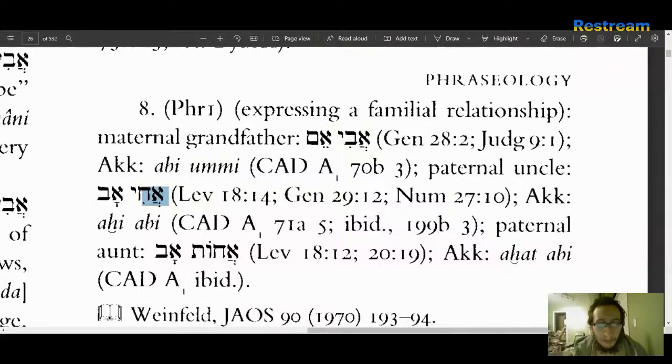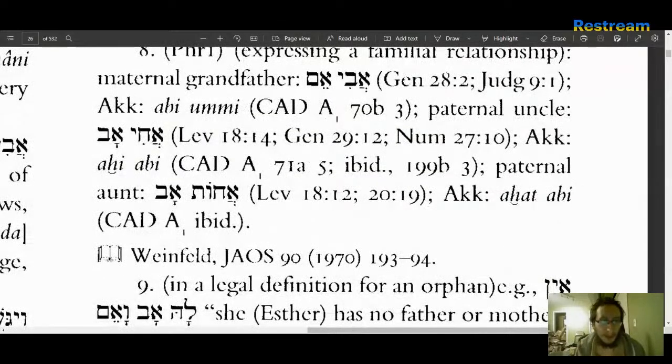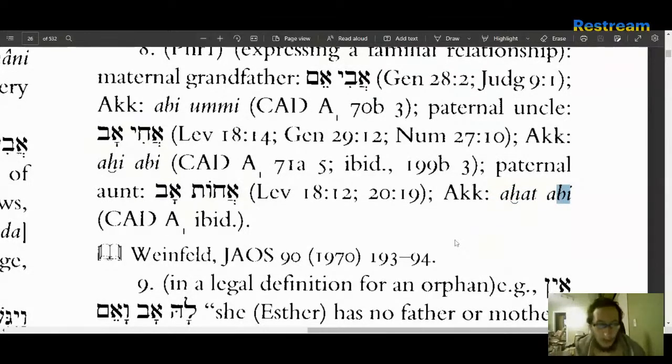Ahiab, brother of father. Akkadian is Ahiab. It's Ahiabi. Same core words, same exact words. It's just spelled in Sumerian, but it's the same words. Paternal aunt, sister of father. Ahot or Ahat Av. Akkadian, Ahat Abi. Same exact words used.